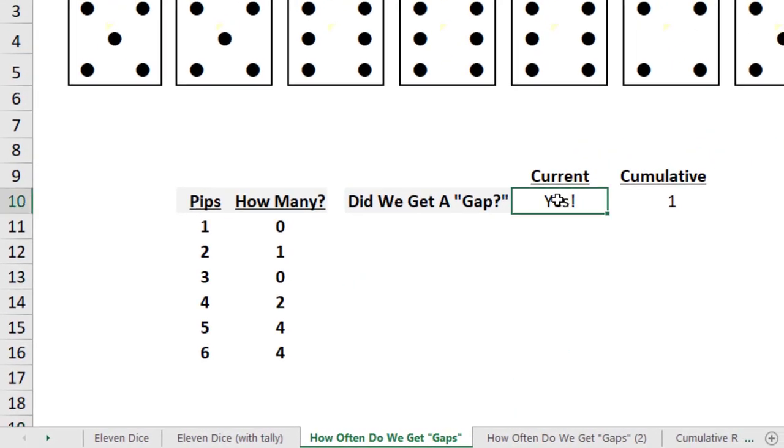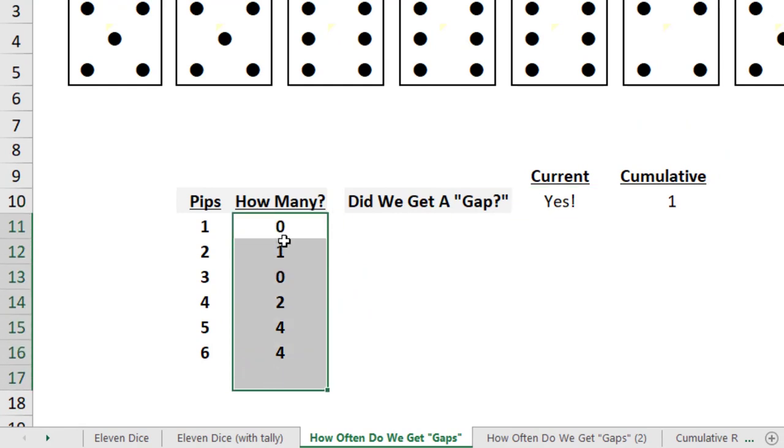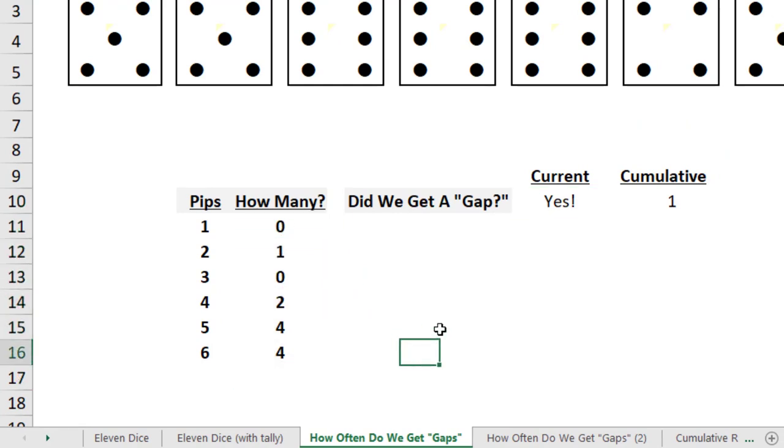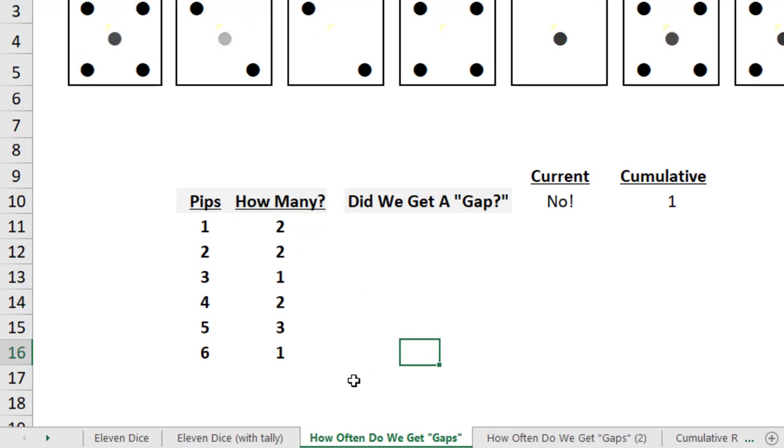So right now, currently, there is a gap because there are 2 zeros there. I'm going to press F9 and roll again. Okay, right now, none. No gaps here. No gaps. Let's roll again. No gaps there. Not a gap. There's a 0, but I'm defining a gap to be 2 or more zeros.